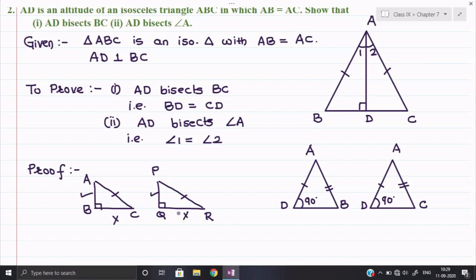Second condition, check whether their hypotenuses are equal or not. How will you come to know the hypotenuses are given equal? Who are the hypotenuses? Hypotenuses are those sides which are in front of the 90 degree angle in a right triangle. So here I can say that AB and AC are my hypotenuses. So the hypotenuses are equal. One thing.